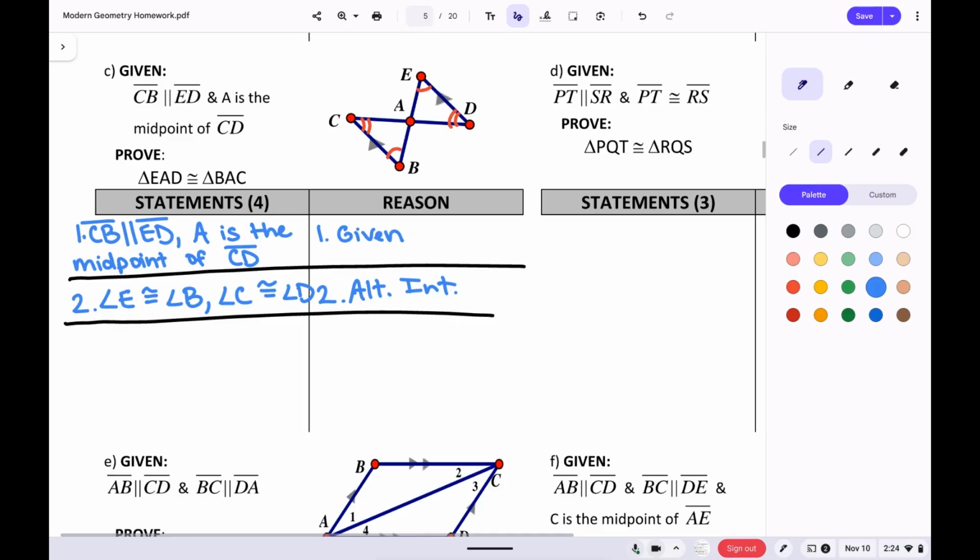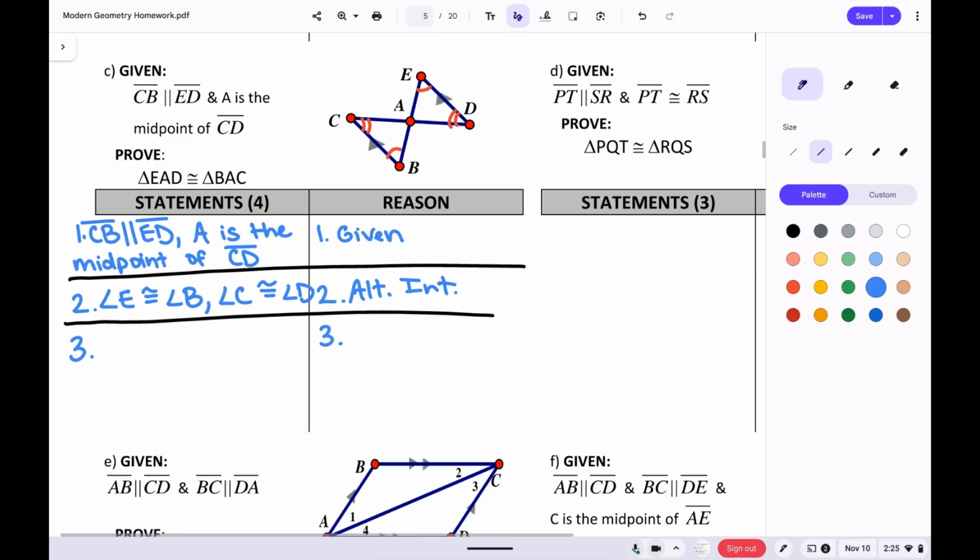So I want you to go back to the given. We've used the parallel lines pretty much up, because we used both sets of alternate interior angles, but what haven't we talked about yet from the given? We still need to address the fact that we have a midpoint. So what does midpoint do? Midpoint cuts something in half. It's saying that A is the midpoint of segment CD.